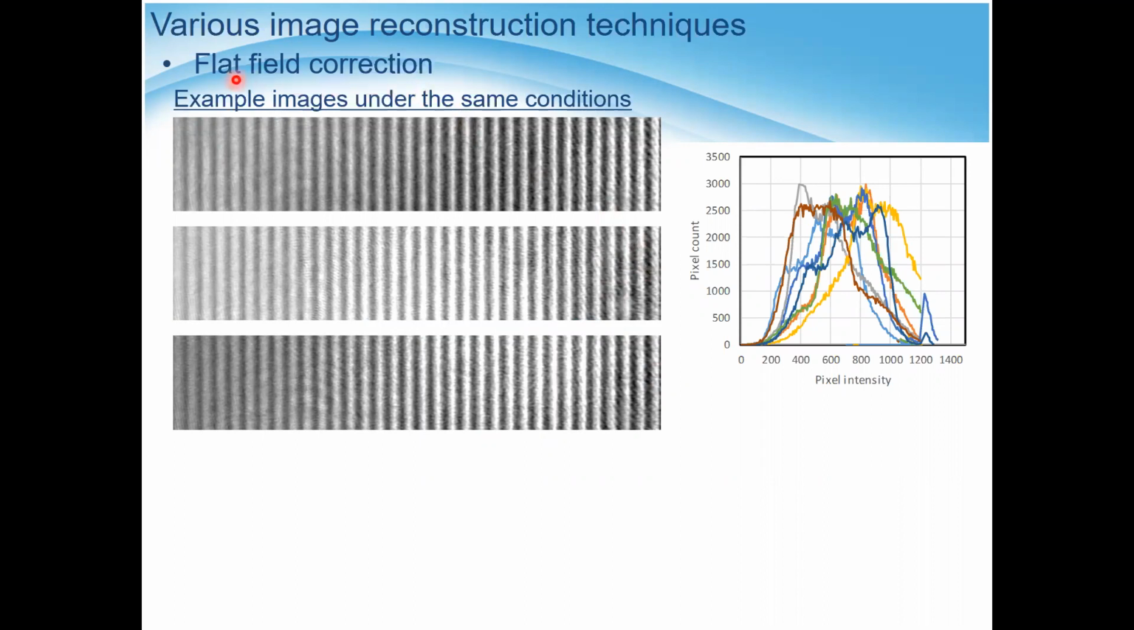At first, flat field correction. Here are example images under the same experimental conditions, meaning that these three images must be the same. But as you can see, you can recognize the differences in brightness and inhomogeneous light intensity inside the image. Here is a histogram of the pixel intensity and the pixel count, and you can see that even for images that should be the same, the intensity was really fluctuating.